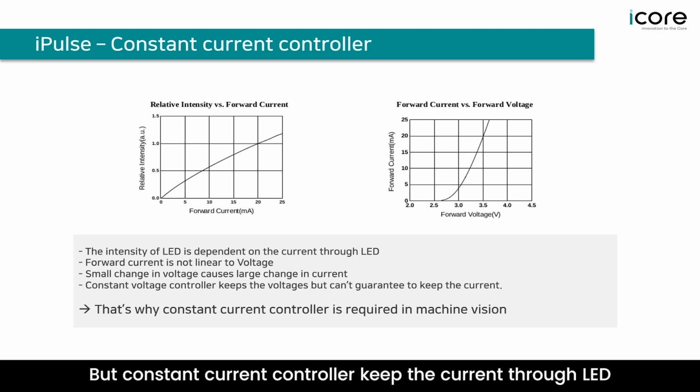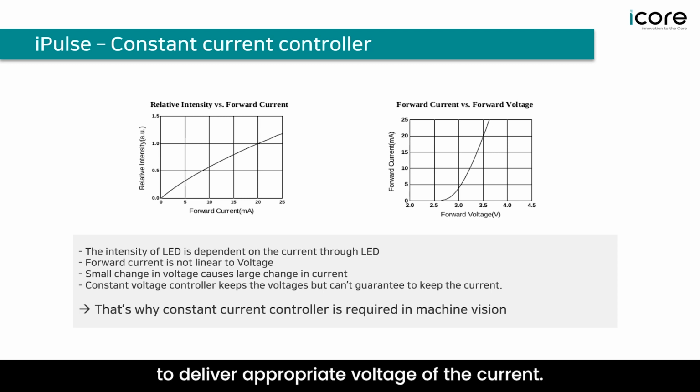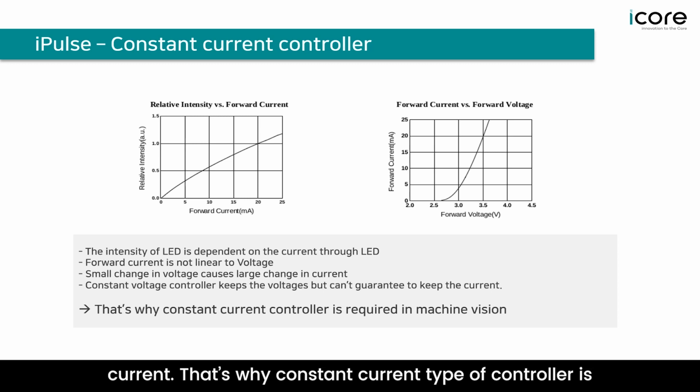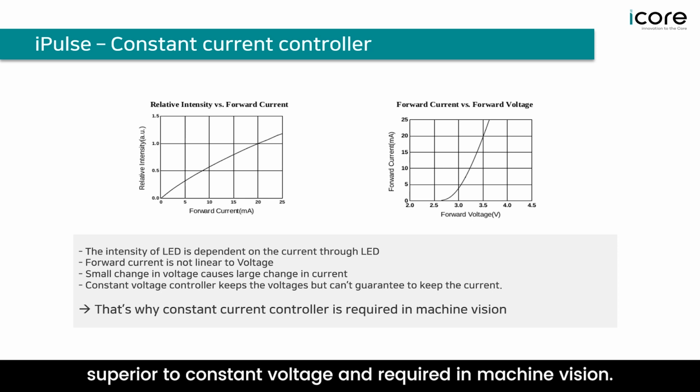But constant current controller keeps the current through LED no matter what because there is a feedback circuit inside to deliver appropriate voltage of the current. That's why constant current type of controller is superior to constant voltage and required in machine vision.